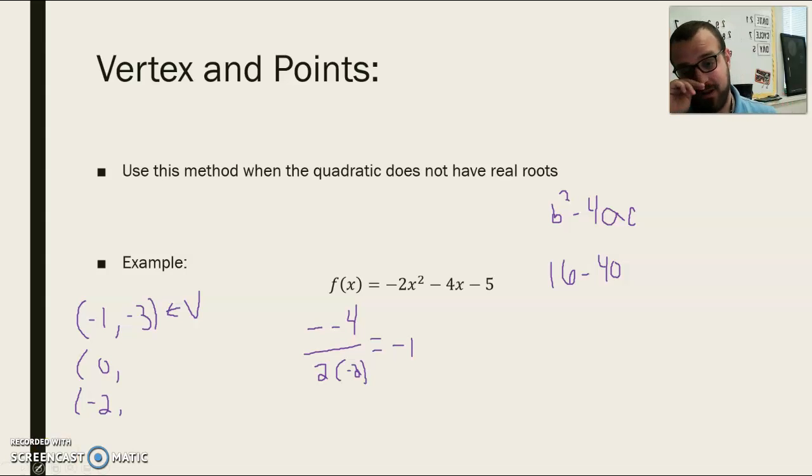So for example, when I plug 0 in, I'm going to get negative 2 times 0 squared, 0. Minus 4 times 0, 0. Minus 5, negative 5 is what I'm going to get as the y-coordinate. For the other one, when I plug negative 2 in, we're going to have 4 times negative 2, which is negative 8. And then we're going to add 8, which will give us 0, minus 5. Oh, look, I got negative 5 again. These are the 3 points I'm now going to graph.